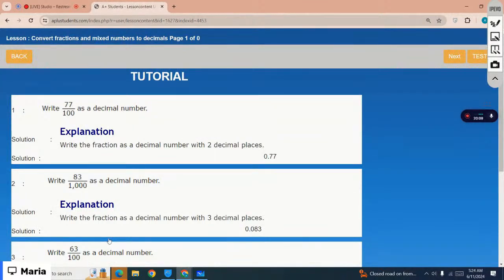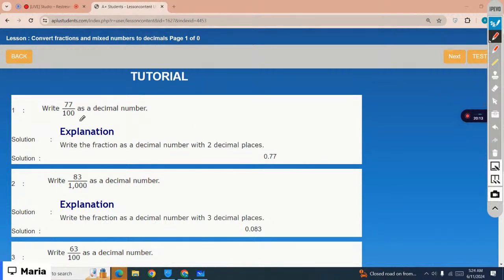Like 77 over 100. You can see there you have two zeros, right? That means you need to move the decimal point two places left. 77 it is. You have to move the decimal from here to here. So that would be 0.77. That's just opposite to the way we did. We just finished with the lesson, right?